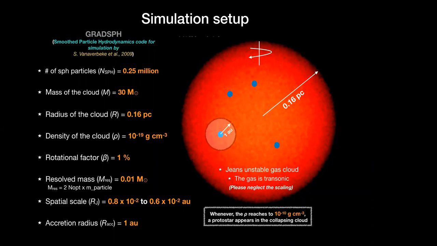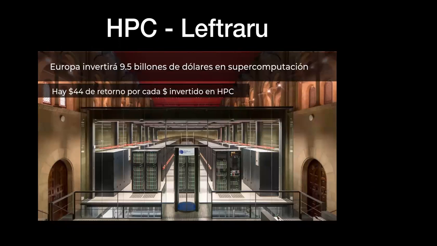These protostars form with a certain accretion radius around them, and all the material that falls inside it is going to become part of the protostar, and the protostar is going to grow in mass. Obviously, we perform these simulations with an HPC facility, and here in Chile, we use this facility to perform simulations.